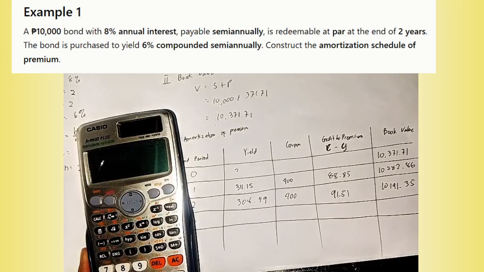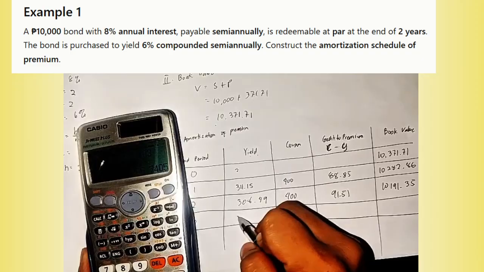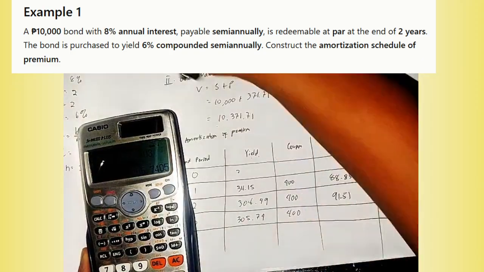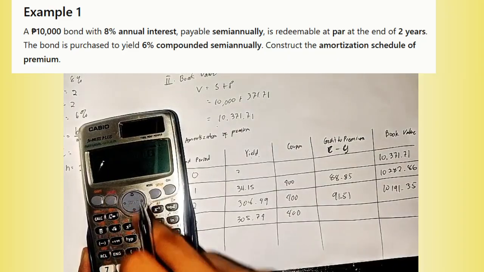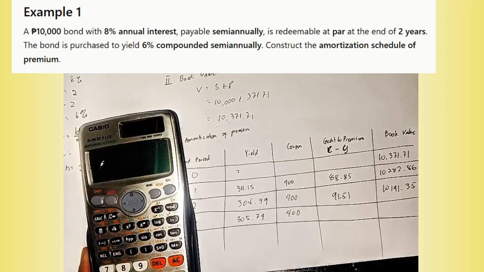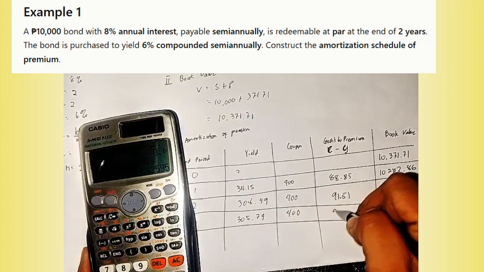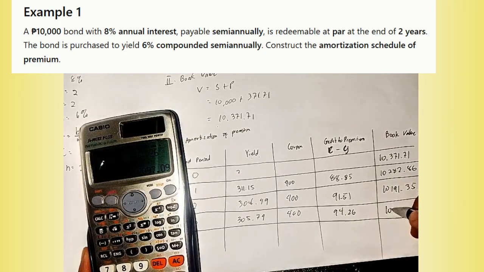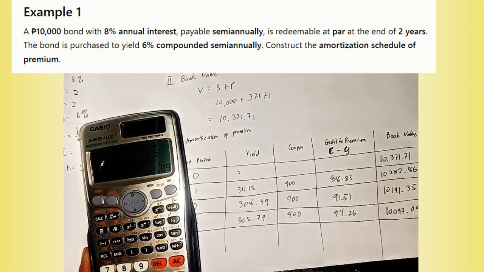For period 3, 10,191.35 times 0.03 is 305.74. If we subtract this from 400, we have 94.26. And 10,191.35 minus 94.26 gives the new book value, 10,097.09.